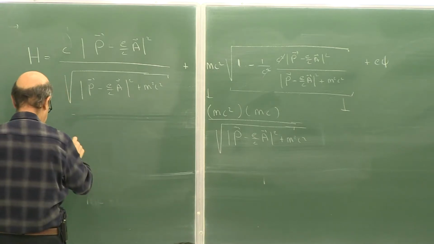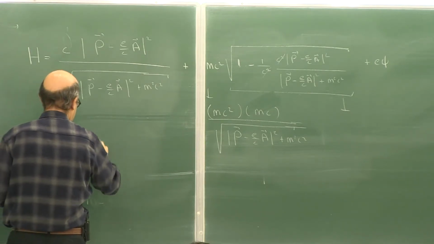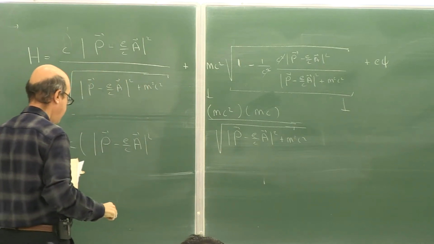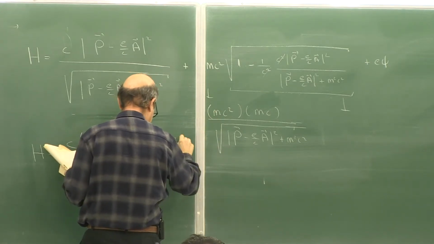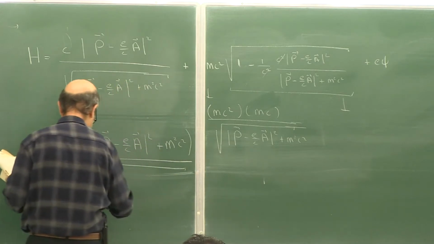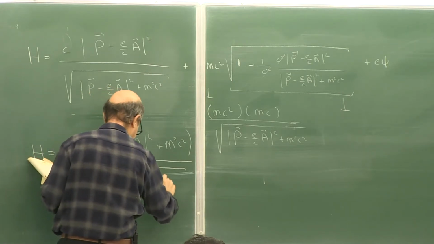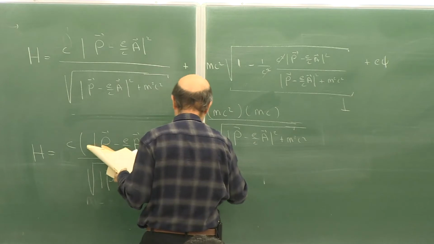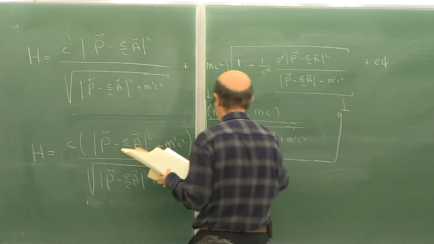So if you take the C parenthesis, we have P minus E over CA square, and we have here m square c square divided by square root of the same quantity p minus e over c a square plus m square c square, and the additional term is e phi. So this term belongs there.